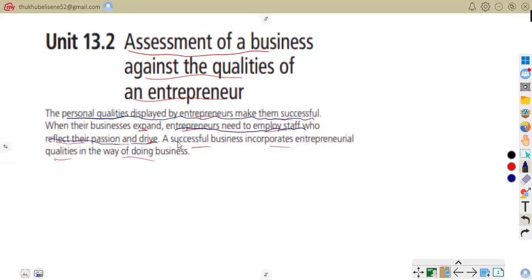Also it says a successful business incorporates entrepreneurial qualities in the way of doing business. Meaning the business should apply qualities such as innovation, customer focus, responsibility, problem solving, and willingness to take calculated risk in its daily operations. So that is that, good people. Let us move on.